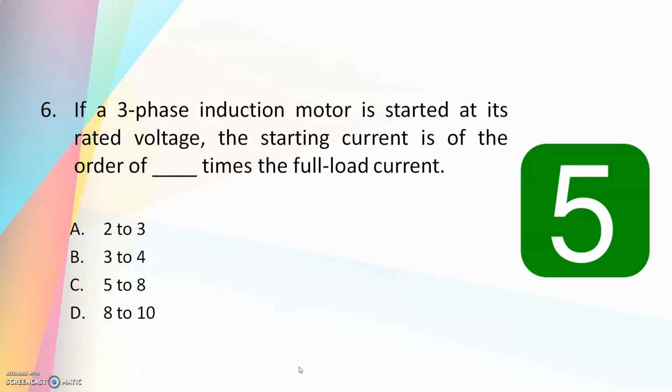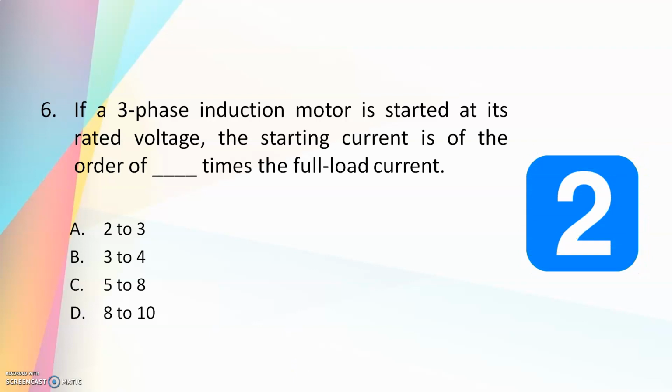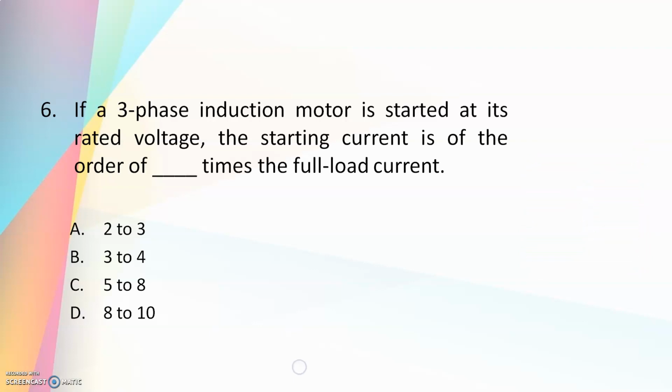If a 3-phase induction motor is started at its rated voltage, the starting current is of the order of dash times the full load current: 2 to 3, 3 to 4, 5 to 8, 8 to 10. And the answer is 5 to 8. The starting current of an induction motor when started at the rated voltage will be around 5 to 8 times the full load current. So we will be using different kinds of starters according to its rating. Different kinds of starters are the direct online starter, auto transformer starter, star delta starter, rotor resistance starter, etc.